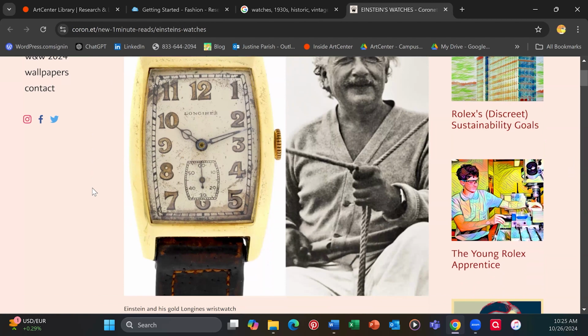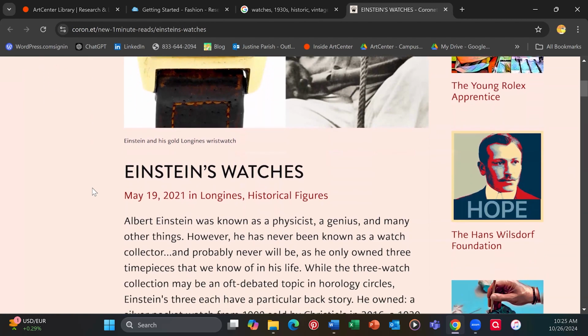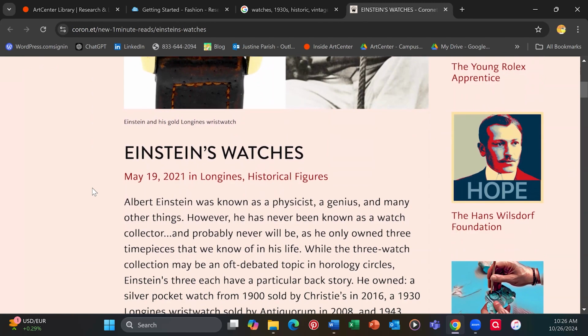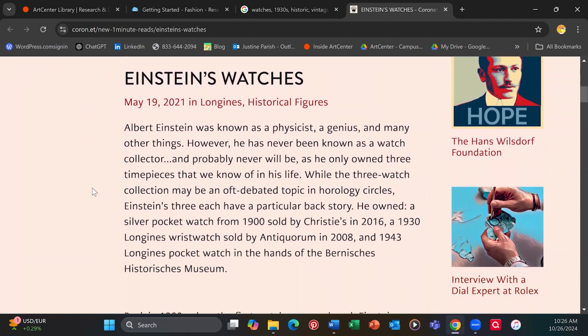So there's this watch, and then it says down there, but there's no photo credit, which worries me. Who owns that photo? And his Longines watch. This was a little history about his watches, but it also shows you the history of who owned them. A silver pocket watch from 1900 sold by Christie's in 2016. You might be able to look it up, Christie's sale 2016 Einstein silver pocket watch, new owner, and find out who actually bought it.